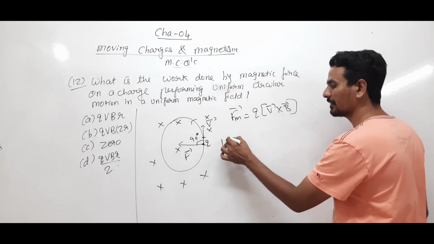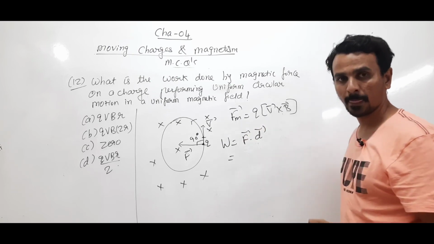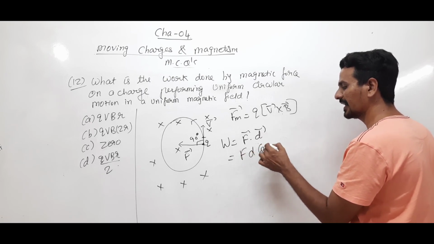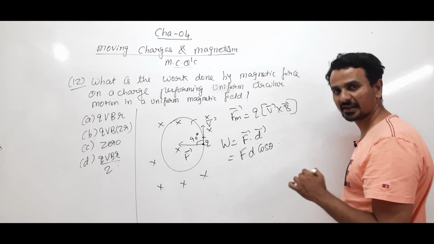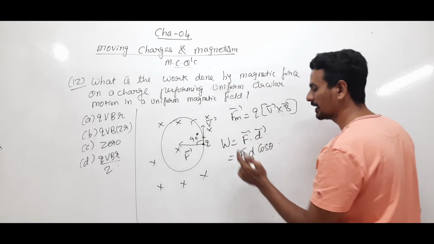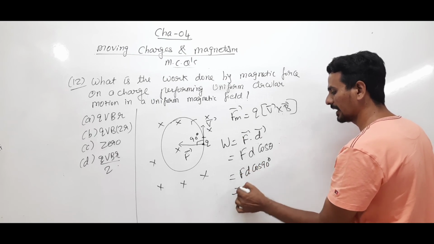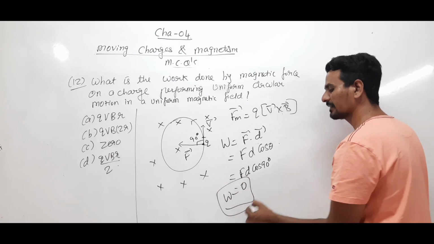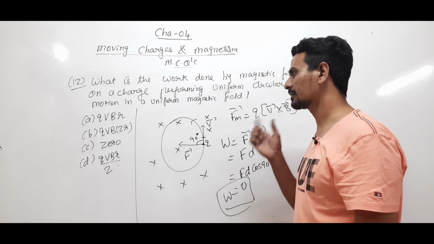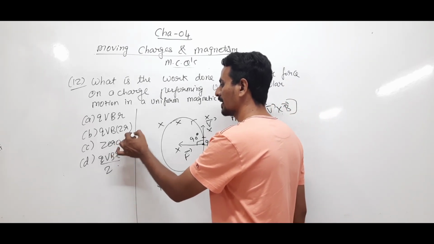So what is the definition of work done? F dot D, the dot product of F and D. A dot B is defined as AB cos theta, so this will be FD cos theta. But in the present case, theta is 90, right? The angle between F and D. So this will be FD cos 90, that is 0. So the work done by the magnetic force on a charge performing uniform circular motion in a uniform magnetic field is 0.